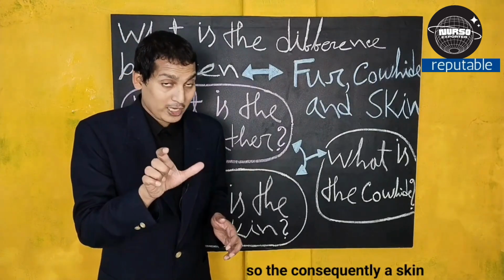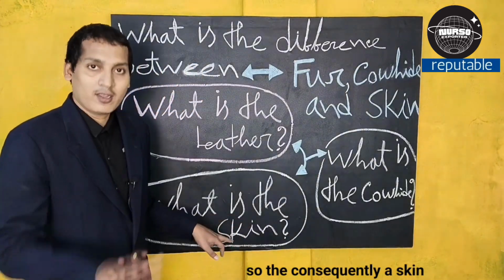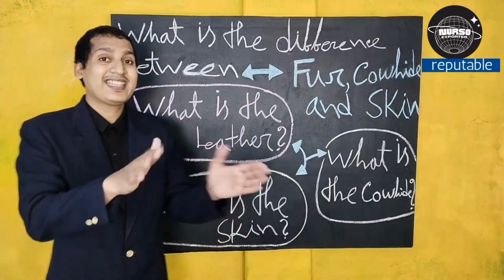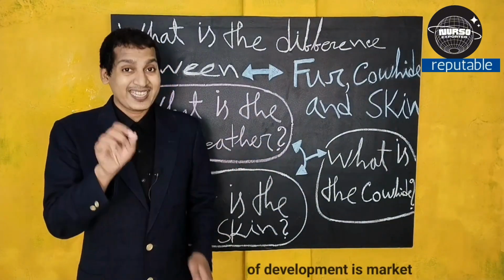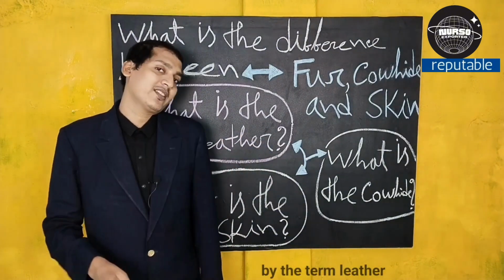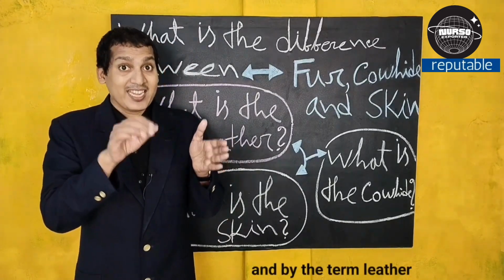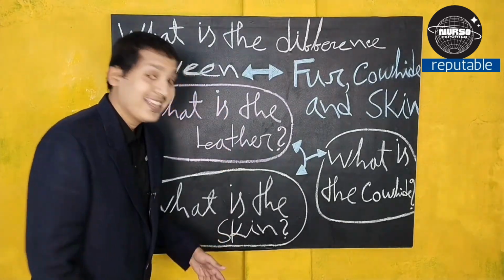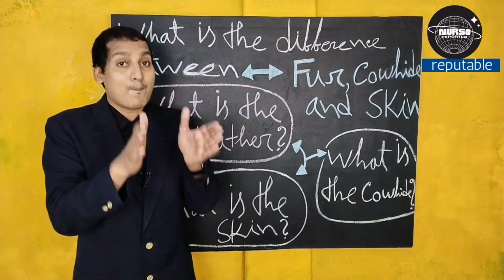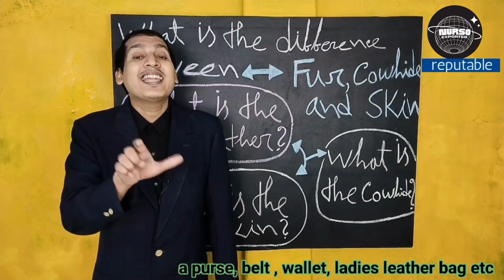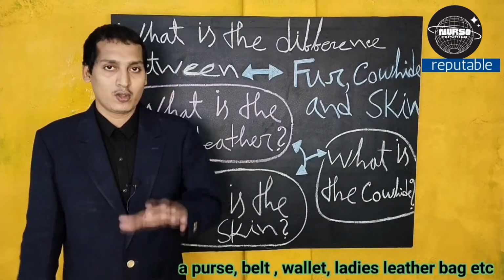So consequently a skin that has reached one or more stages of development is marketed by the term leather and is able to be used to make a purse, belt, wallet, ladies leather bag, etc.